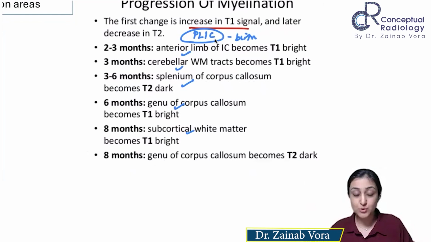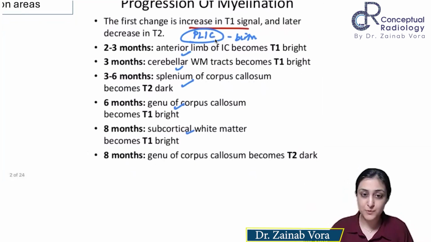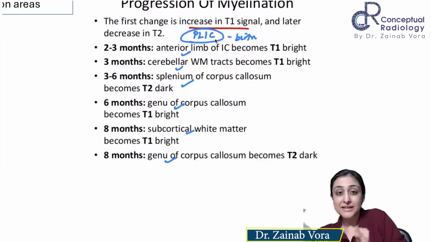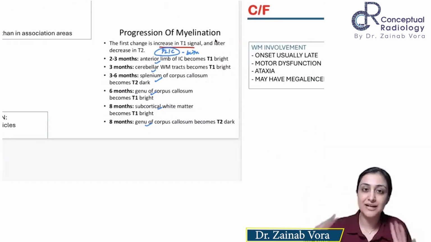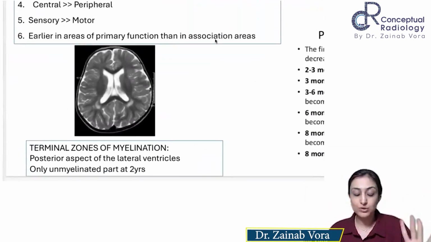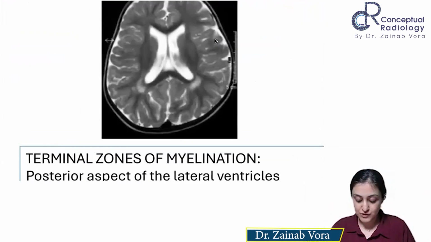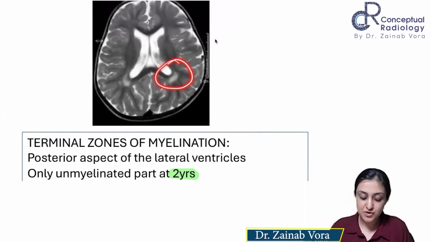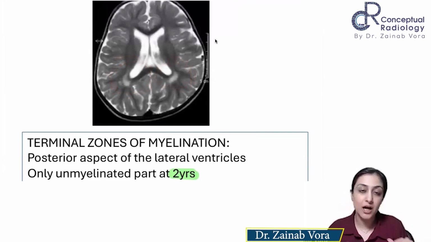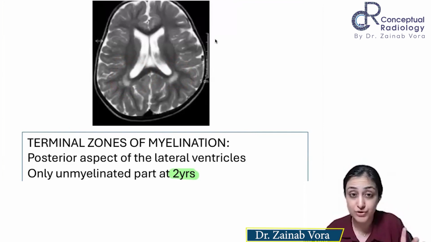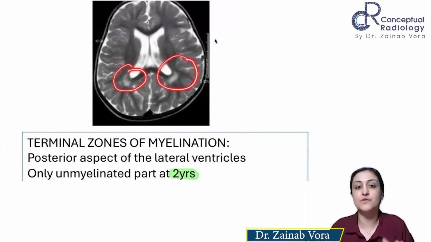So, slowly subcortical white matter becomes bright, and then comes the genu. So we're seeing it's T1 bright followed by T2 dark. So everything is kind of ready by 18 months to 2 years. This is how the progression is happening. And the only unmyelinated part, this is important because this is what we will have to learn to distinguish from pathology, right? This is the only part which is normally unmyelinated, called the terminal zones of myelination at 2 years, which is on the posterior aspects of the lateral ventricle.